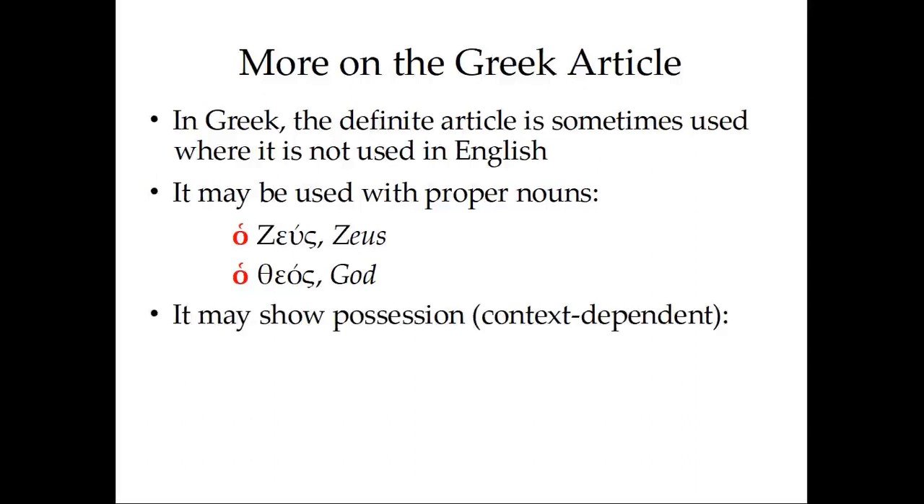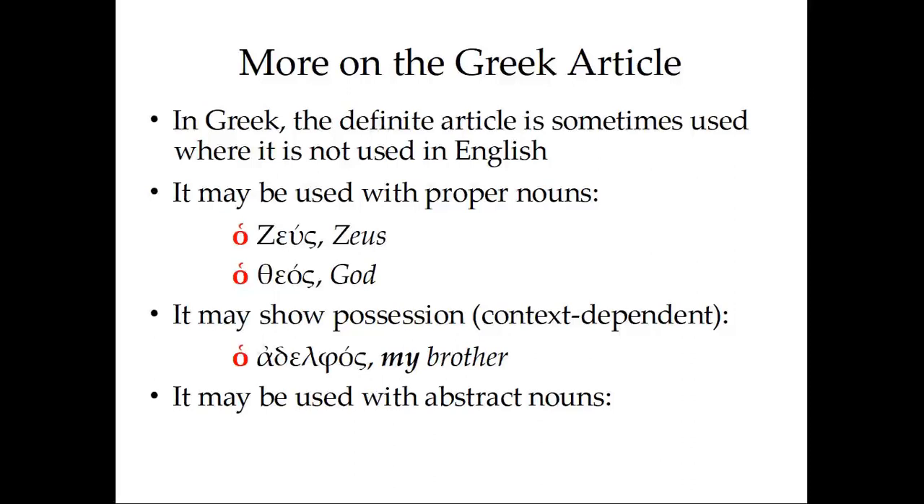The definite article may also show possession, though this is very context dependent, so it's hard to give examples. But I'll give you a new word as well. Adelphos means brother. Ho adelphos could mean my brother. If I said ho adelphos, I'd probably be speaking about my brother. If you said ho adelphos, I would probably translate that as your brother. So the ho here, the definite article, which agrees with the noun, might show possession, might actually be translated as a possessive adjective: my, your, her, etc.